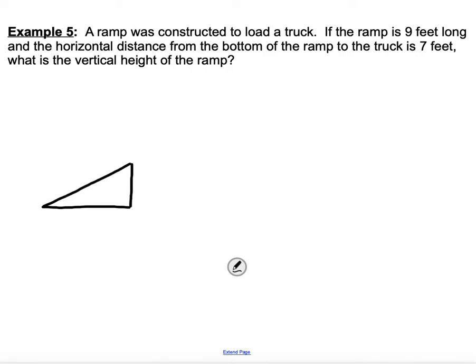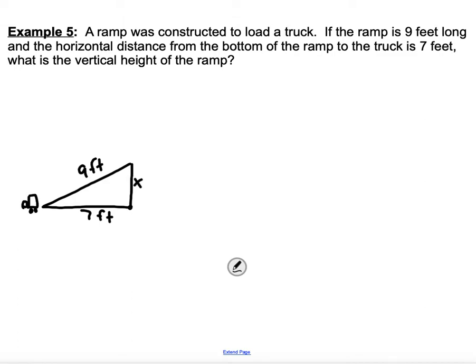So here's the bottom of the ramp here, and the truck must be parked over here or something. It's probably right dead against that ramp there because I have the truck backwards. So there's my little truck. So this is 7 feet. The ramp is 9 feet. And we want to know what the vertical height of the ramp there is.